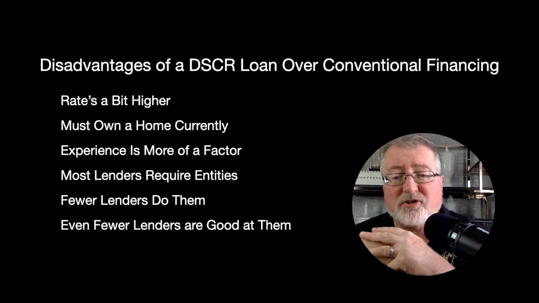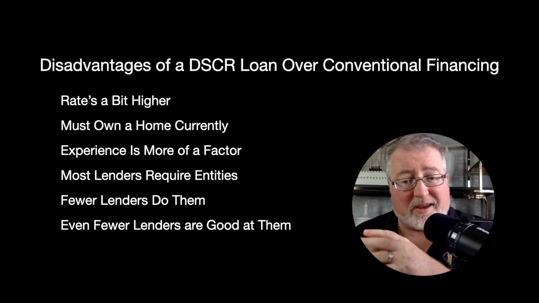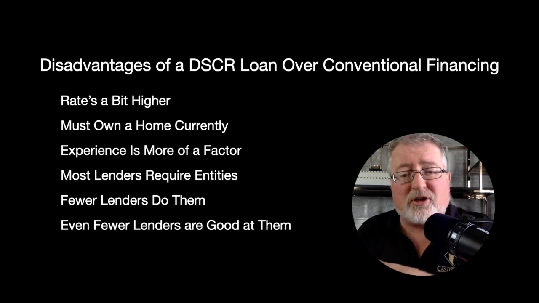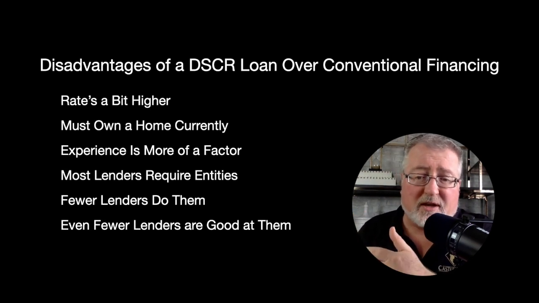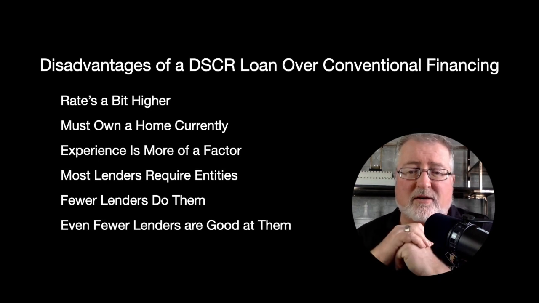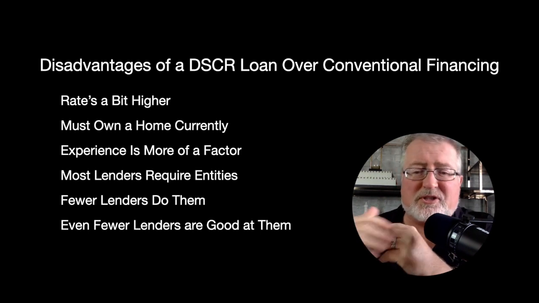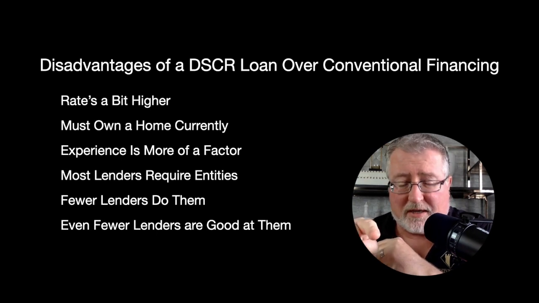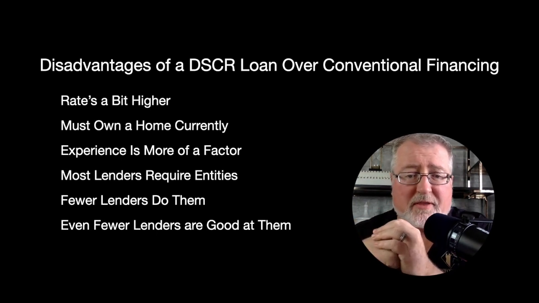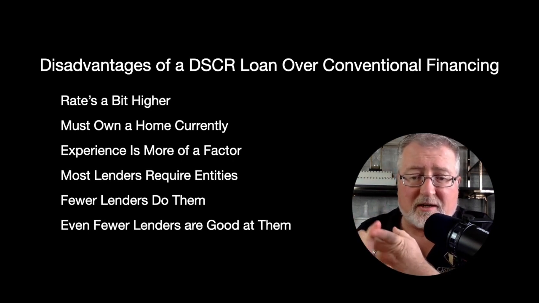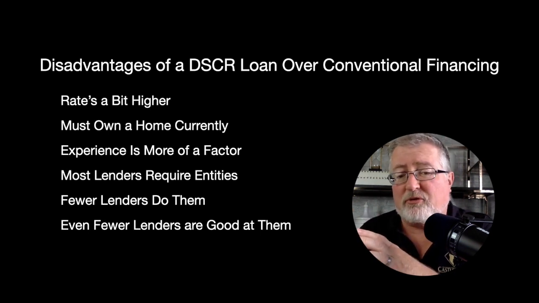Now, most lenders also like to lend to entities. Here again, they're trying to establish that it is a commercial loan. There are some lenders that have come along, usually more conventional style lenders that are just kind of foraying into the DSCR product, that say, hey, listen, we'll let you buy it in your name, but it better darn well be an investment property, and they're going to check very closely on that. Most lenders, however, require that you're buying it in the form of an LLC or an S Corp or an entity such as that. Fewer lenders are also doing these things.